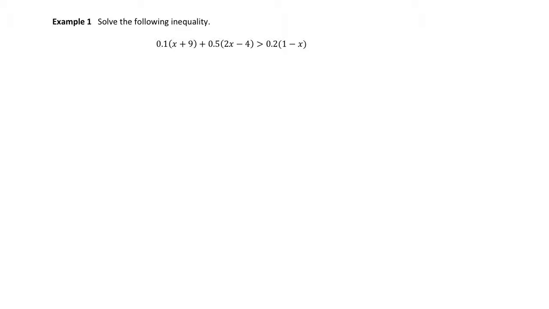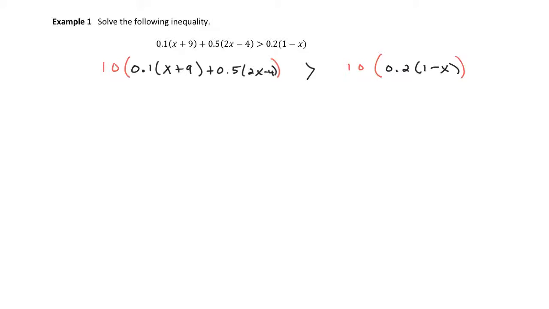So I'm going to do this as my first step, where I'm going to multiply both sides of this inequality by 10. So on the left, I'm going to put 10, open up parentheses, and I'm going to do the same thing on the other side and just place both sides in the parentheses. So 0.1 times x plus 9 plus 0.5 times 2x minus 4. It'll be greater than, and then I'm going to have 0.2 times 1 minus x.